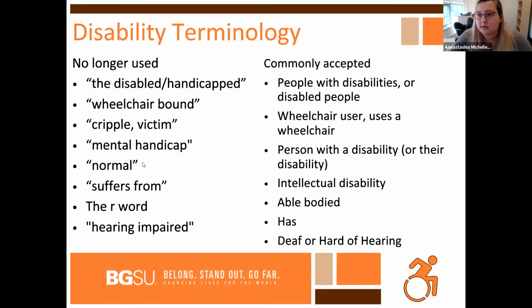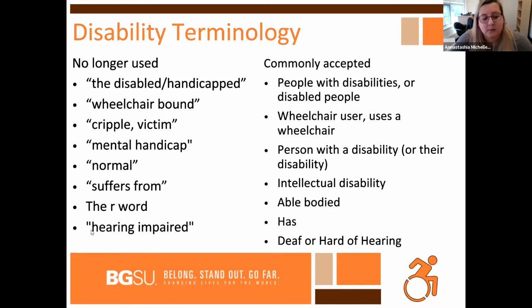We try to stray away from normal, especially when you're comparing, right? So a normal person would do X, Y, and Z, because we don't actually know what defines normal. But more especially, we don't know that that person doesn't also have some sort of other ailment with them. Mental handicap: intellectual disability is more formal, but it also actually describes what's happening. We never use the R word. If you don't know what the R word is, it is retarded. Just no. And if you're using that to describe anything in your life, homework, a test, people, evaluate why you're using that word and think of other words that you may be able to use.